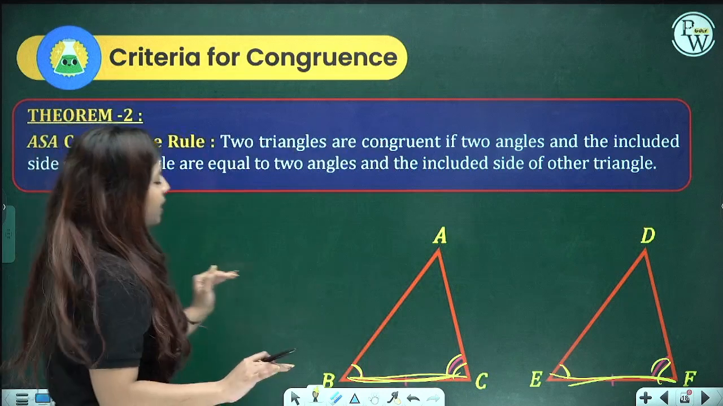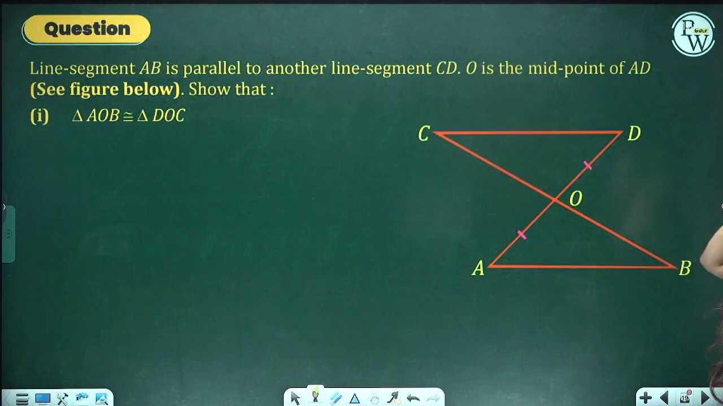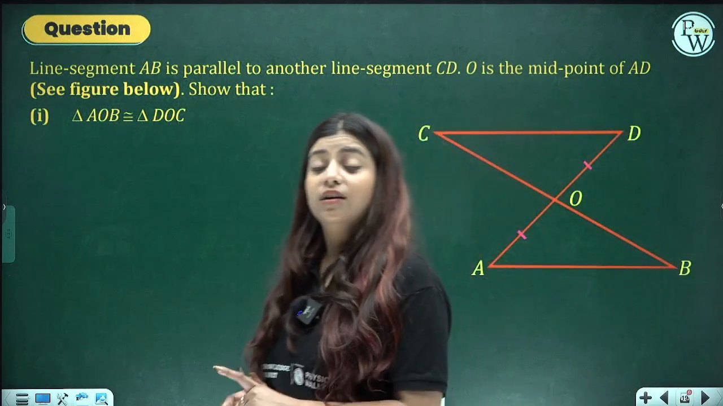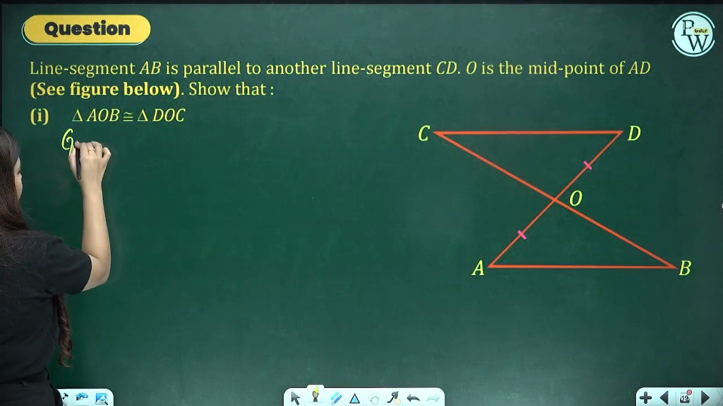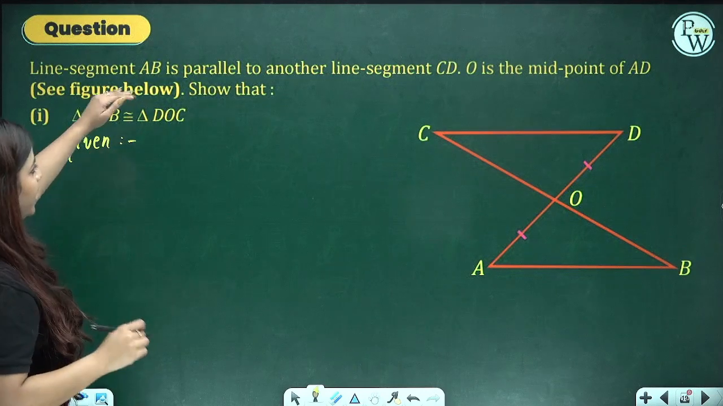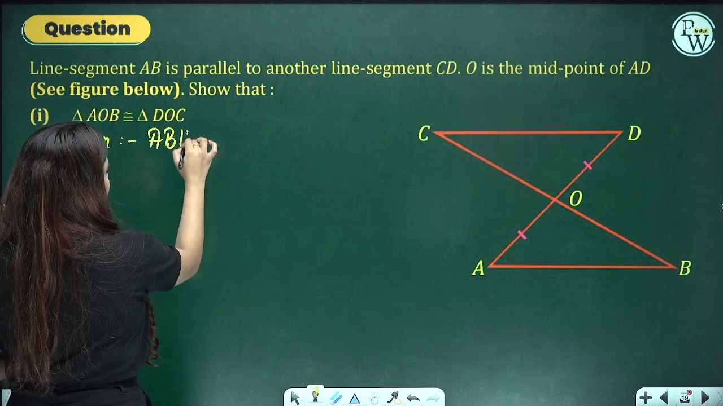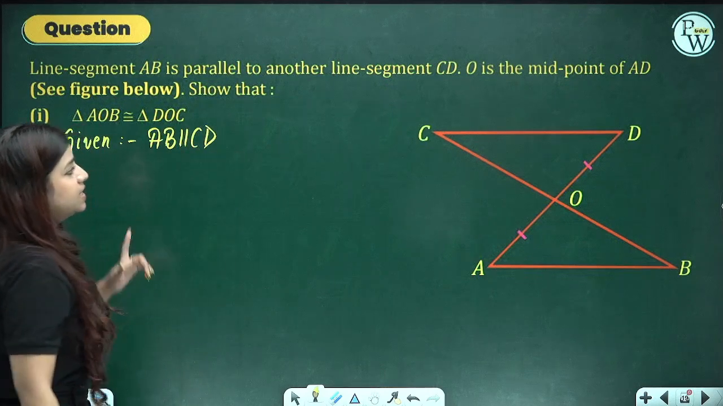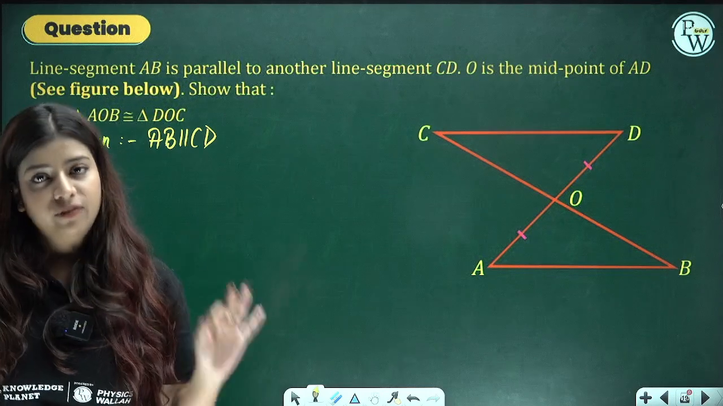Now the next thing, let's look forward to the next part. Okay, now in this question, it is given that AB is parallel to CD. Now we have to clearly see, and sometimes you have to write too. Let us write down what is given to us. So what is given to us is AB is parallel to CD. The second thing that is given to you is O is the midpoint of AD.